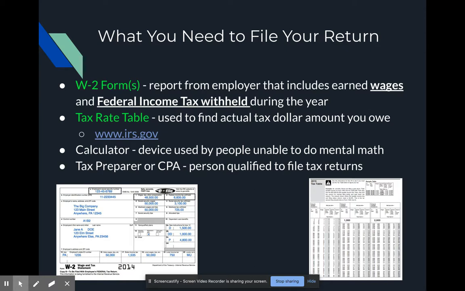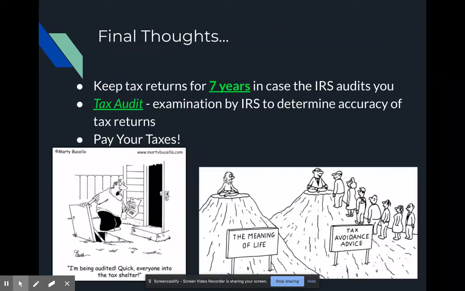So then the other thing you're going to need is a tax rate table. That's primarily if you're going to do something by hand. If you're using an app or a website, normally it will pull that information in, but again, we want to know and understand where the numbers are coming from. A calculator will be helpful, and then if you choose to, you can always send your information to somebody else and have them actually prepare your tax return.